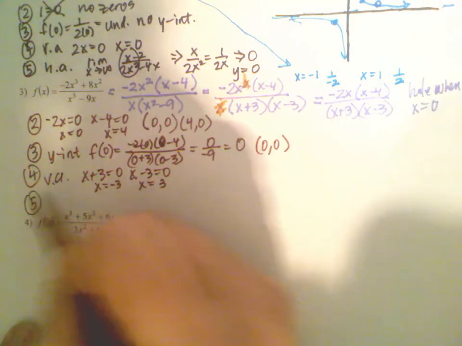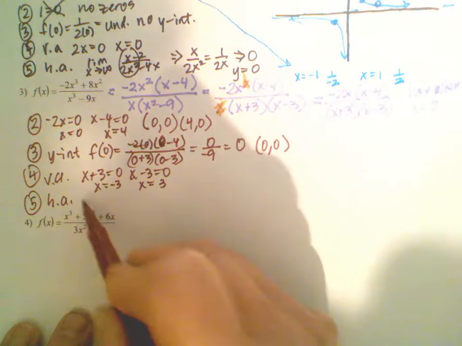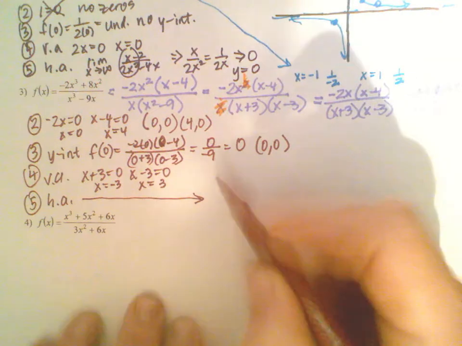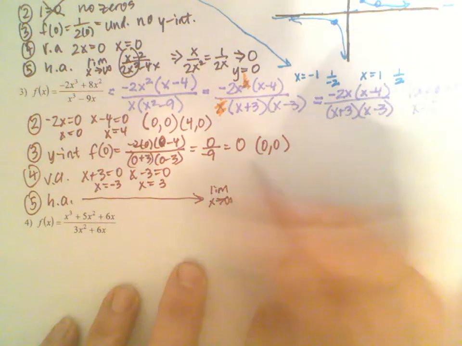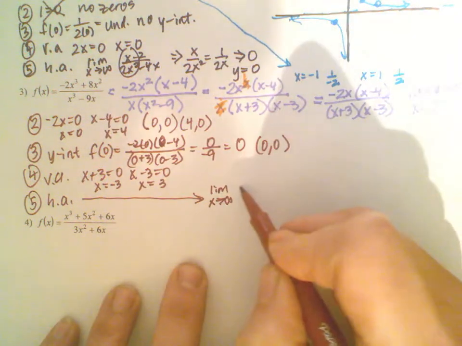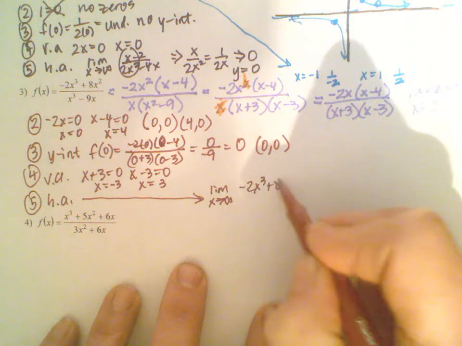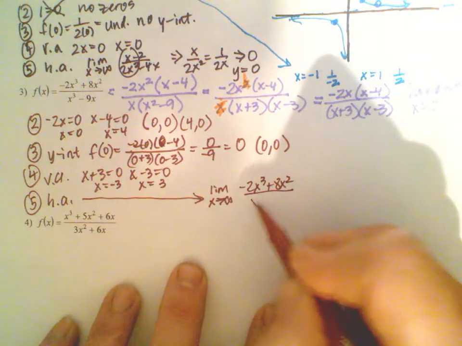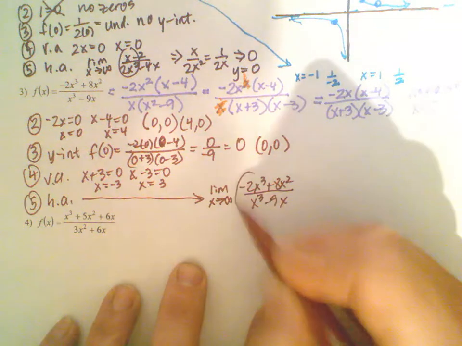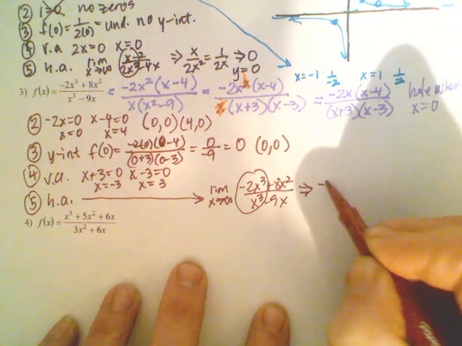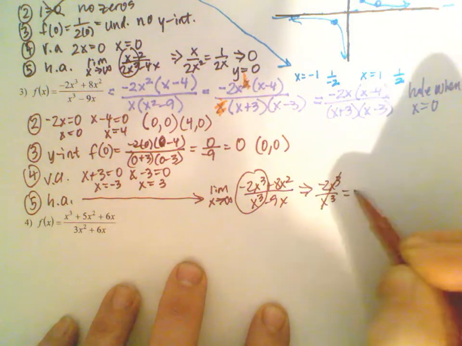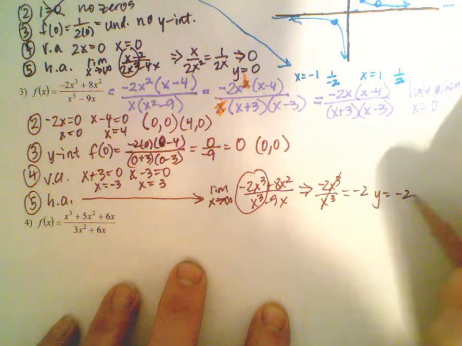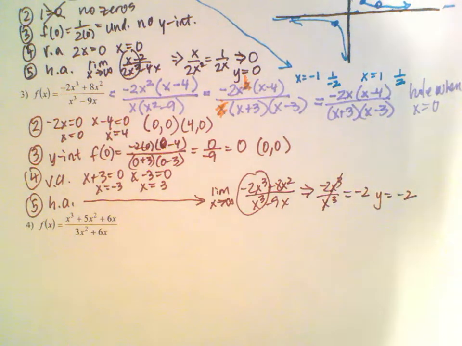And then I do my horizontal asymptote. I'm going to slide that over here just so I have a little more room to write. Again, it is the limit as x approaches infinity. And I'll go back to the original. So it's negative 2x cubed plus 8x squared over x cubed minus 9x. Bring my lead terms. That leaves me with negative 2x cubed over x cubed, which reduces down to negative 2, so that's y equals negative 2. Okay. So I now have everything that I need.